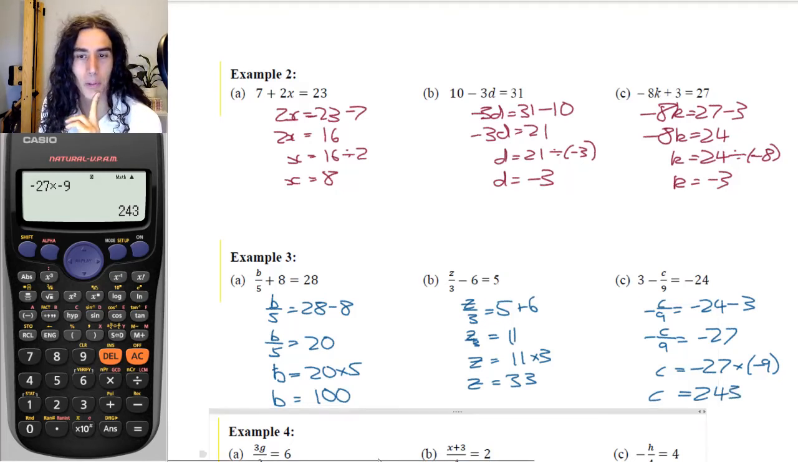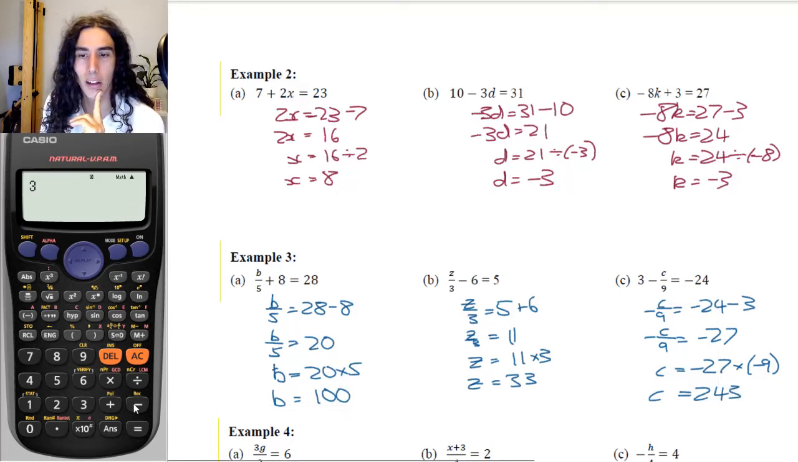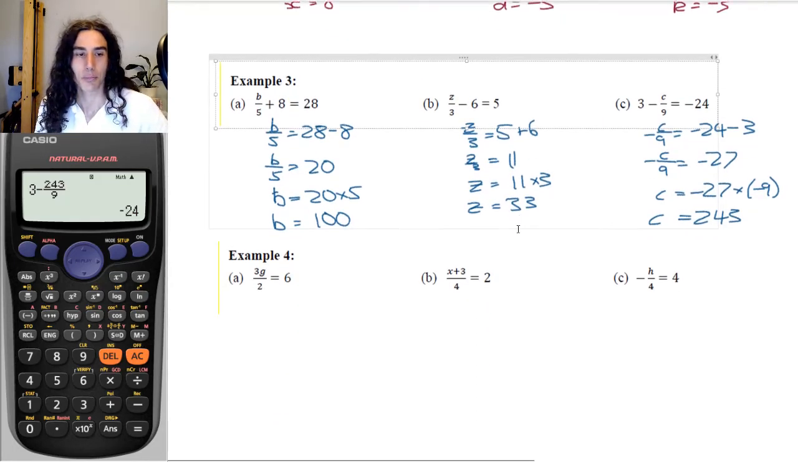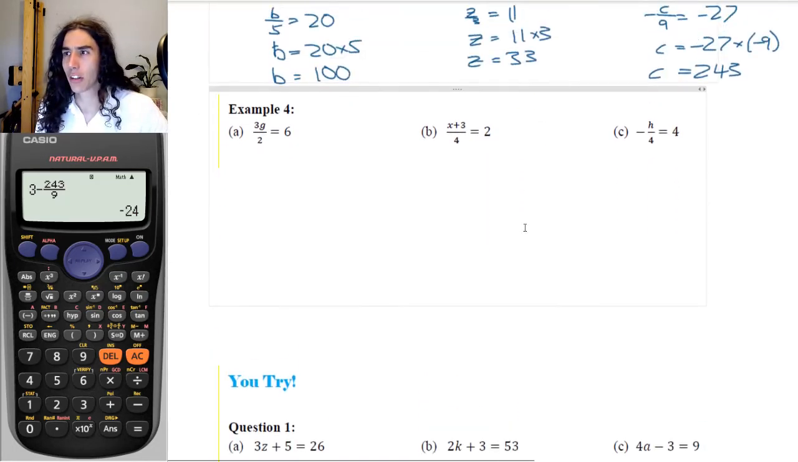So here's how we go. We go 3, take away, and then fraction 243 over 9. We want it to equal minus 24. Ta-da! We got it right. All right, and some more examples there to finish up.